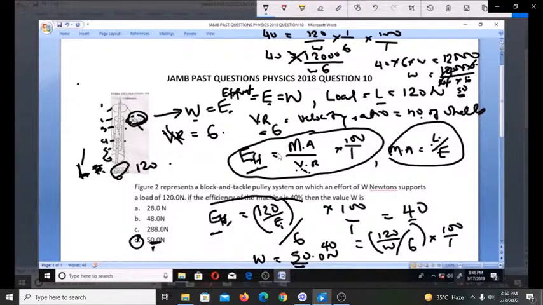So these are the formulas for calculating a pulley system. Efficiency is equal to mechanical advantage over velocity ratio times 100 over 1. Mechanical advantage is equal to load over effort. And velocity ratio VR is the same as the number of pulley wheels in the pulley system.